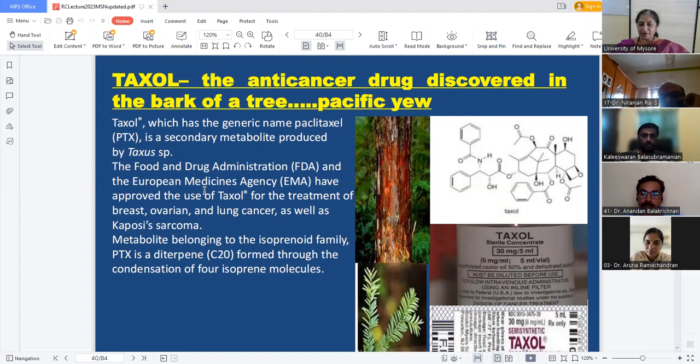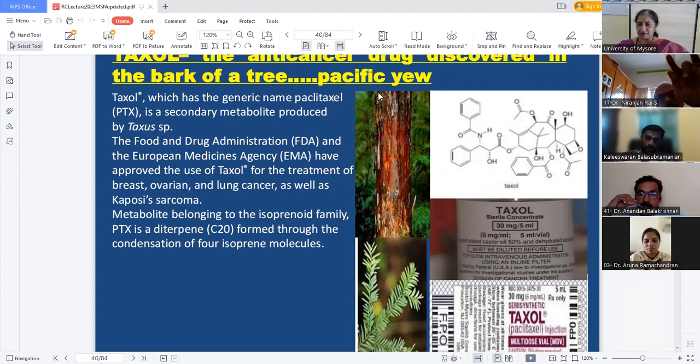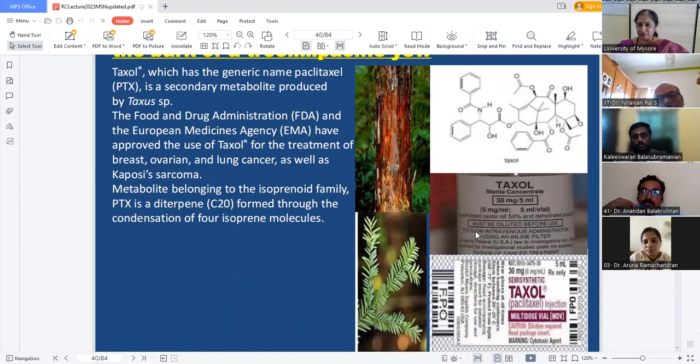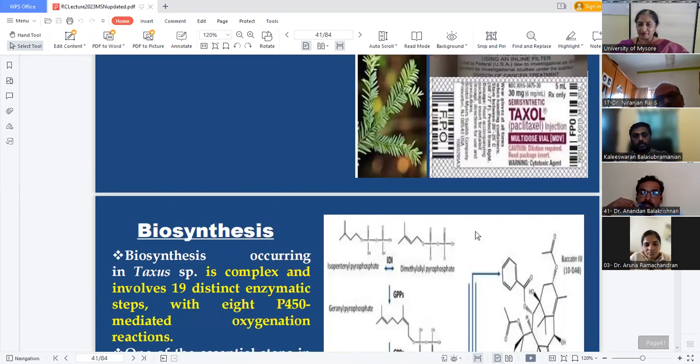The metabolite produced belongs to the isoprenoid family. It is a diterpene, formed by the condensation of four isoprene molecules. So this is the structure, and this is the concentrate of Taxol that is given for the treatment. And this is known as the Pacific yew. So like that, there are many types of use.